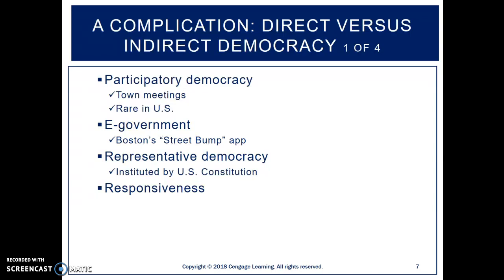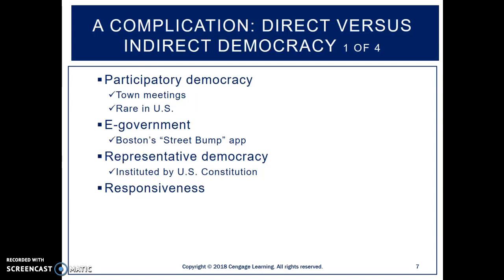But there is a complication. Direct versus indirect democracy. In a direct democracy or participatory democracy, rank and file citizens rule themselves. They don't elect people to govern on their behalf. You can see things like this with e-government, in which different cities, in this case Boston, have allowed citizens to easily obtain information about the government and also express their opinion to government officials very easily, much more so than writing a letter or an email.